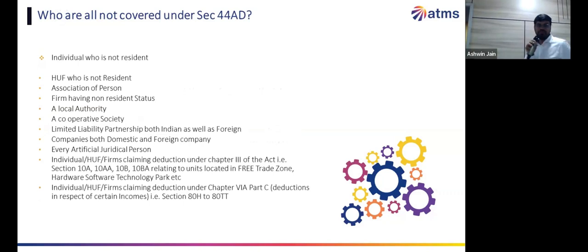Who all are not covered? Whoever was not covered above: HUF that is non-resident, non-resident individual, non-resident AOP, BOI, which we studied in Intermediate, IPCC, PCC, the definition of persons: individual, HUF, AOP, BOI, LLP, companies, artificial juridical person, and persons claiming a deduction under section 10A and all those things. So these are the broader list of those not eligible under section 44AD.